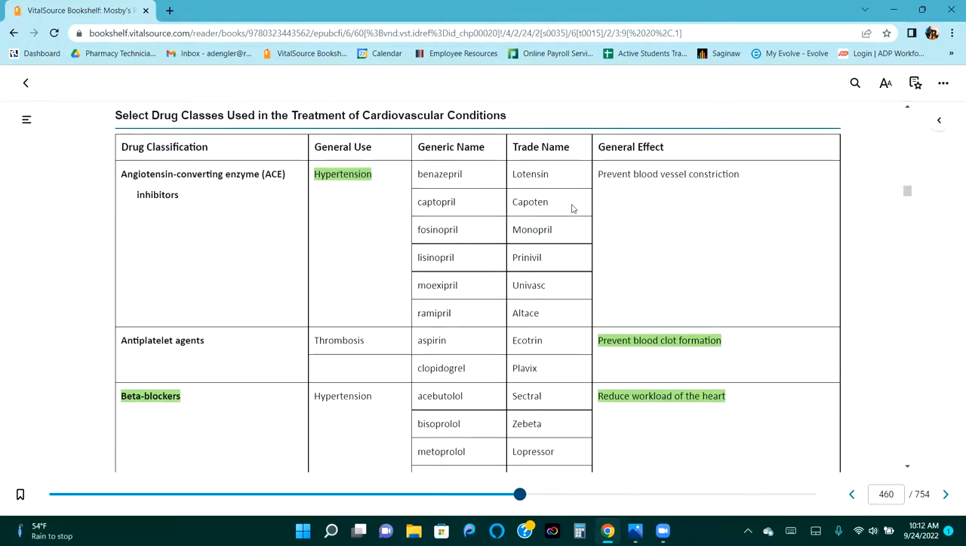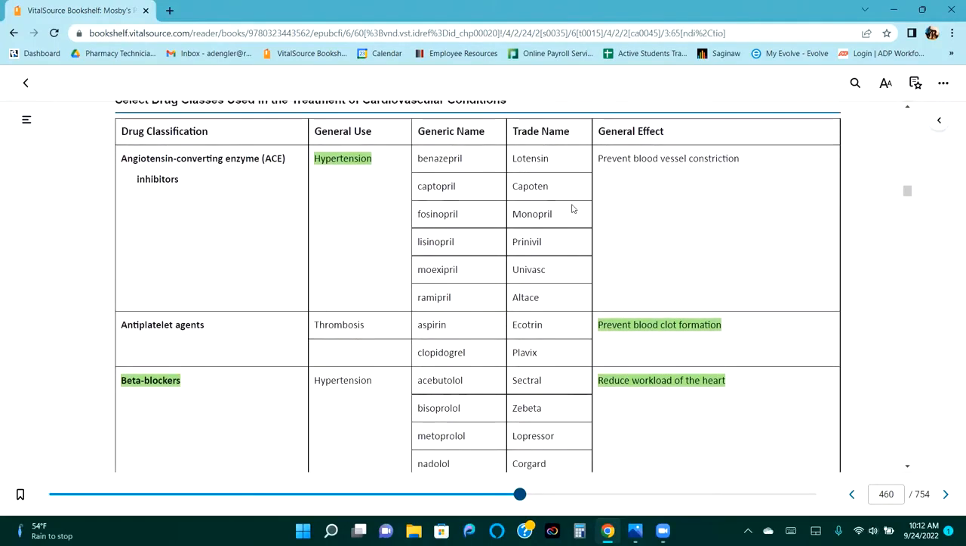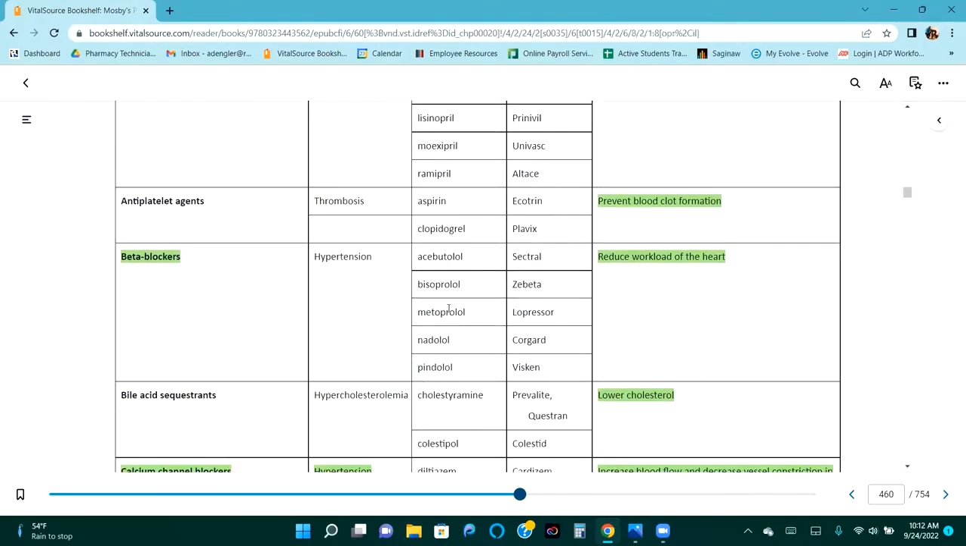So you can see for angiotensin converting enzyme inhibitors, I've highlighted that the general use is for hypertension. If you look at all of these generic names here, they all have pril as a common ending, and their general effect is to prevent blood vessel constriction. Antiplatelet agents are used for thrombosis. They prevent blood clot formation, such as aspirin, clopidogrel, Ecotrin, which is aspirin. Beta blockers: if you look at all of these, they all have an LOL or OLOL ending.